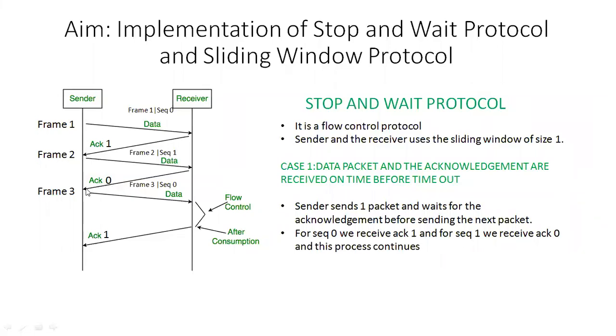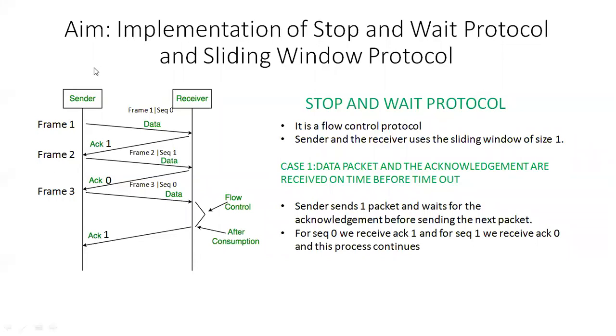Once acknowledgement 0 is received by the sender, it gets ready to send the next frame. So the next frame will have the sequence number 0. Once the receiver receives it, again it will send the acknowledgement 1. So this is how the flow goes on. It is a flow control protocol where the flow is controlled by acknowledgement, so you are acknowledging each and every data of size 1.